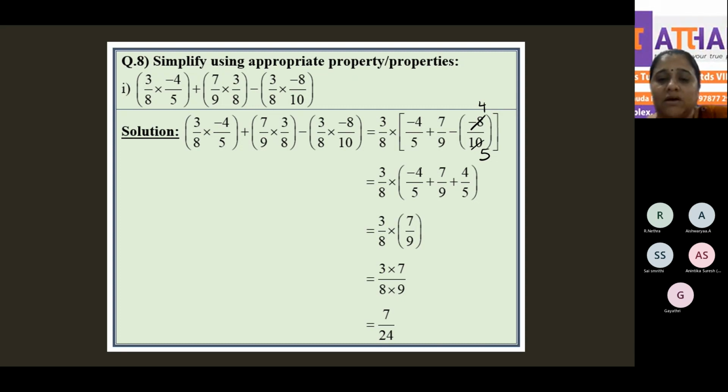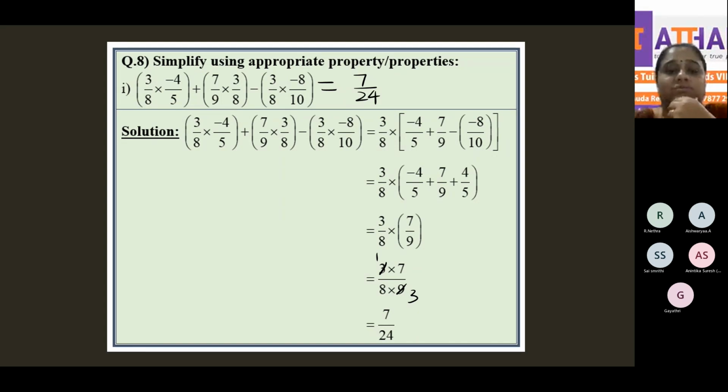Correct. So now this becomes minus 4 by 5 plus 4 by 5, which cancels out. So 3 by 8 into 7 by 9. How do you simplify this? Multiply the numerators, 3 into 7. Multiply the denominators, 8 into 9. Now simplify: 3 1s are 3, 3 3s are 9. So the final answer, or the value of this expression, is 7 by 24.